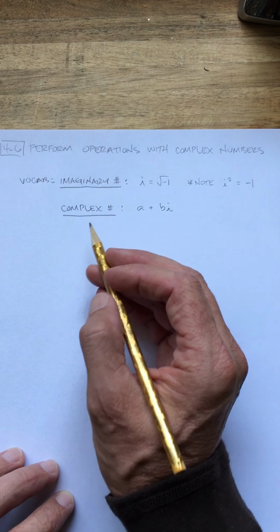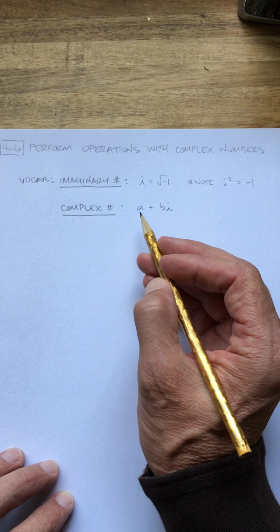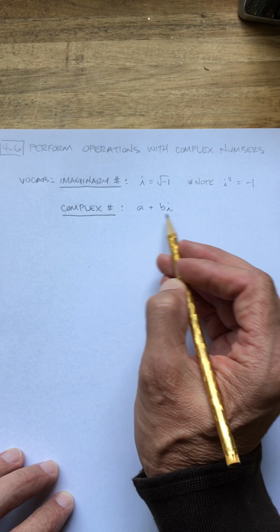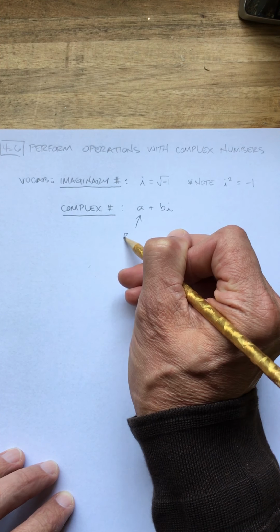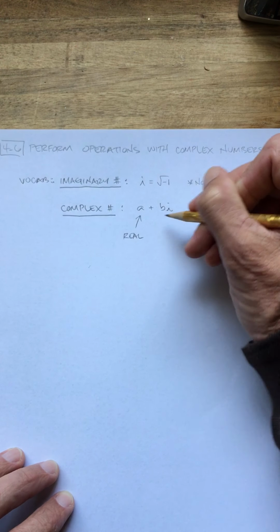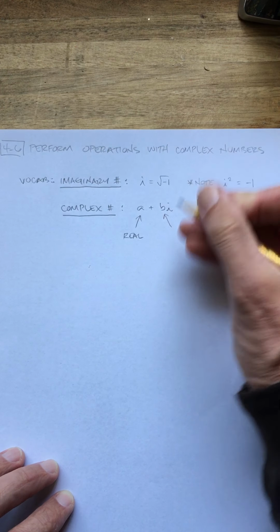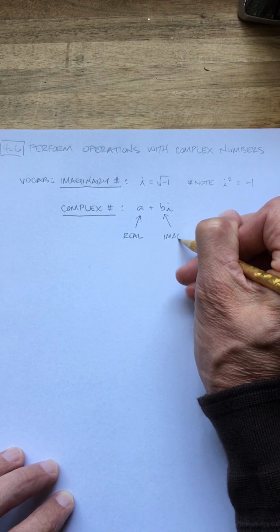Okay? And finally, a complex number is just going to be written in this form right here. This guy right here is your real term. And this guy right here is going to be your imaginary term.